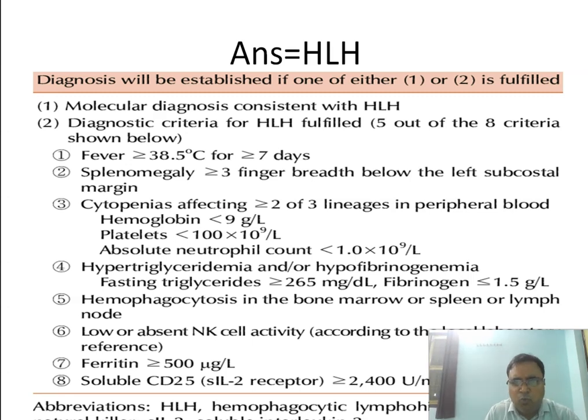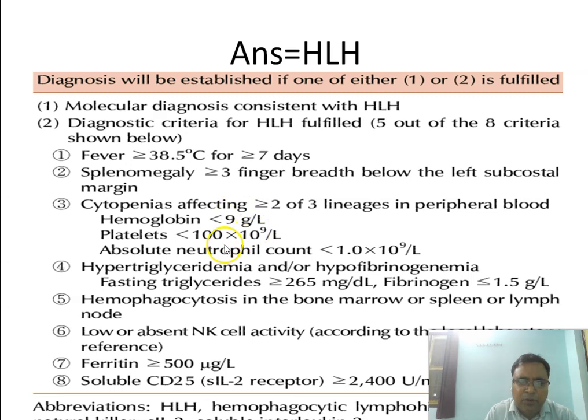Diagnosis is established if either one of two criteria is fulfilled. The first criterion is molecular diagnosis. That is okay, but it is difficult to know. The second is the diagnostic criteria for HLH, 5 out of 8 criteria. What are the 8 criteria? One is fever, persisting for more than 7 days; splenomegaly; cytopenia, 2 of the 3, either anemia with hemoglobin less than 9, thrombocytopenia, or low absolute neutrophil count.